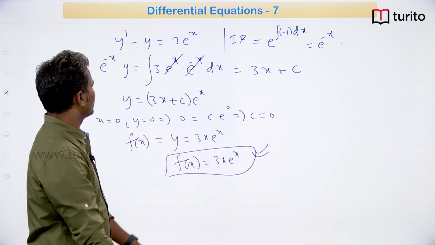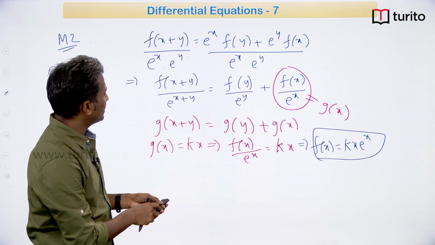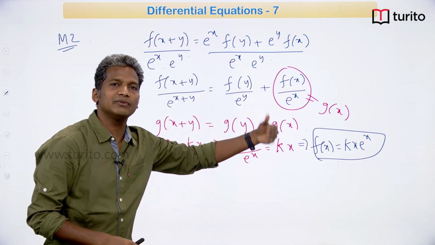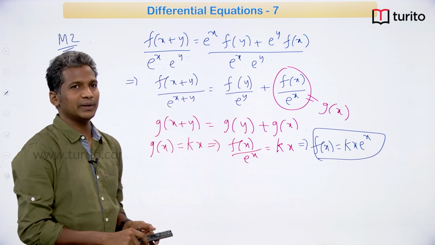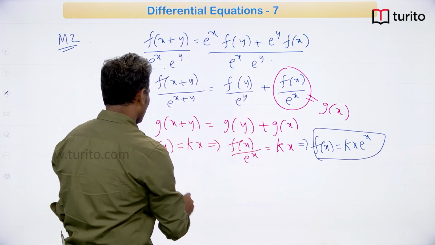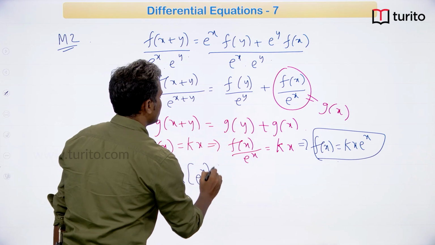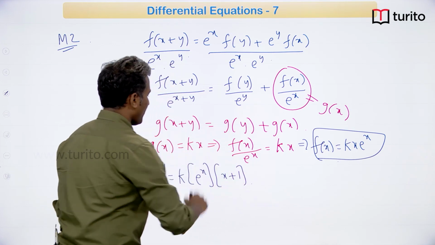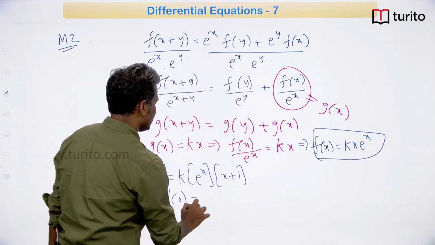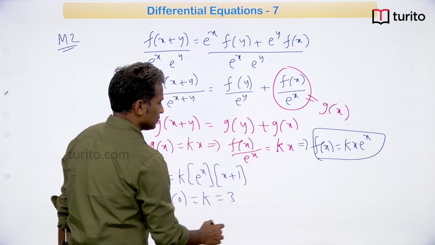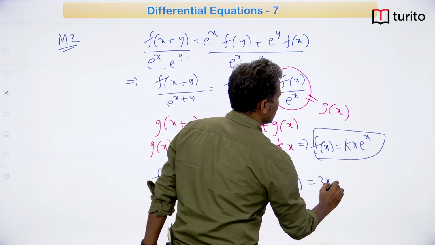Sorry, we straight away went till this step, but here c is not there. There is a different constant k that we will get by substituting the idea of the derivative. So if we differentiate this, what do we get? F dash is equal to k into e raised to x into x plus 1, right. So if I put 0 here, what do we get? F dash of 0 is nothing but k, and this must be equal to 3. This implies that f of x is 3x into e raised to x.